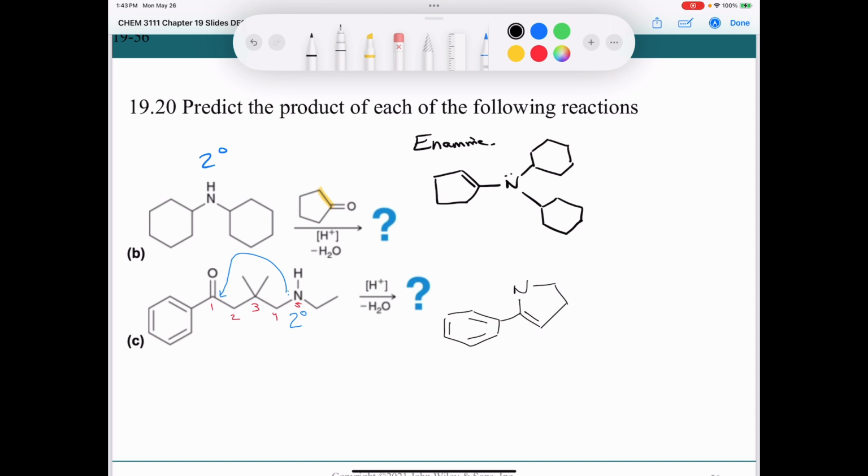Then we have the ethyl group coming off of the nitrogen like this, and then if we count over like this, 1, 2, 3, 4, 5, like this. On the third carbon, that's where we have that geminal dimethyl. A little trickier with this one. Just make sure you count your carbons very carefully.